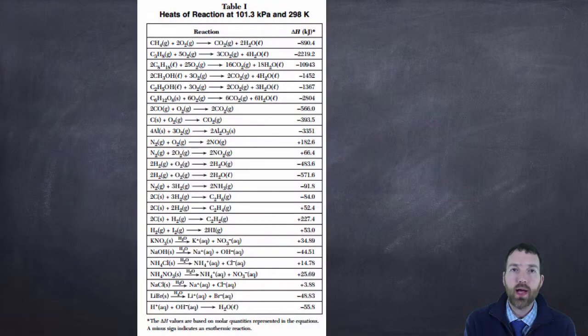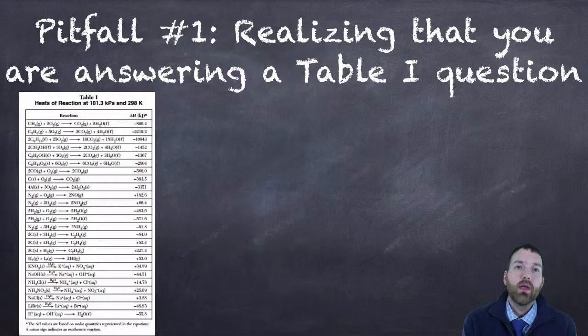If you turn to Table I, you will see heats of reaction. And they'll even tell you that it's at those temperatures and pressures that we talked about, standard pressure and 298 K. It's the only time these two numbers will come together. Okay, so pitfall number 1 when using Table I, like I said, is realizing that you're answering a Table I question. The giveaway is they're usually asking about delta H. This is the only table that asks you about delta H.